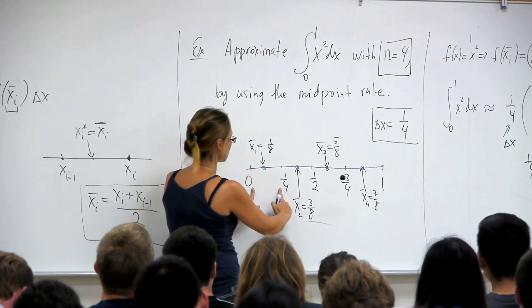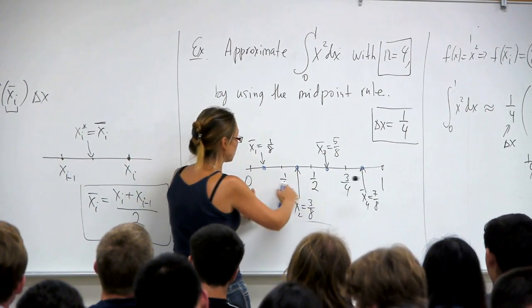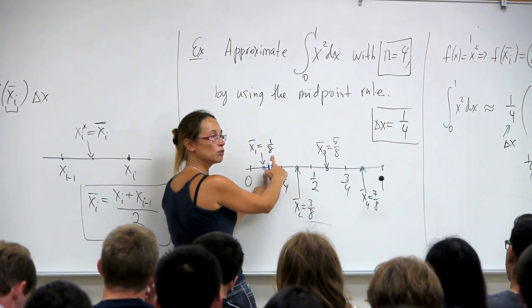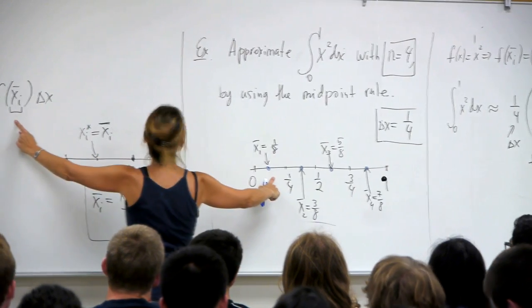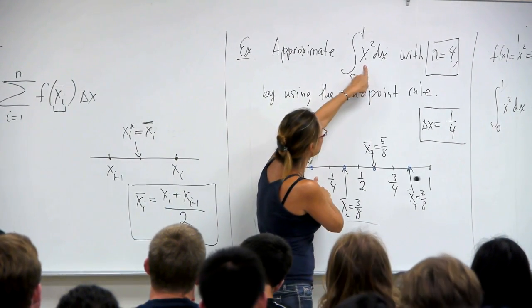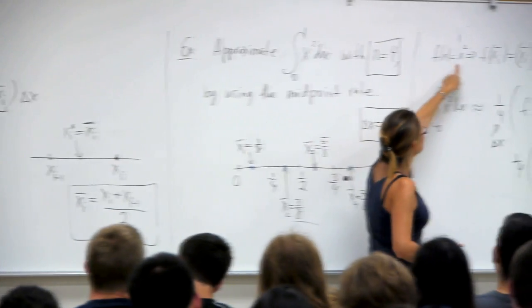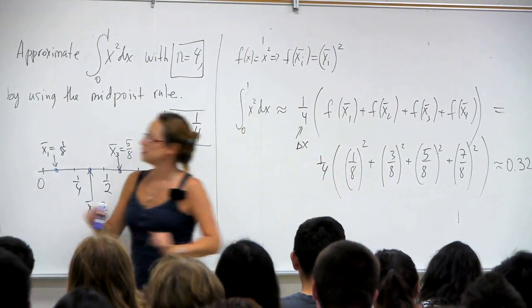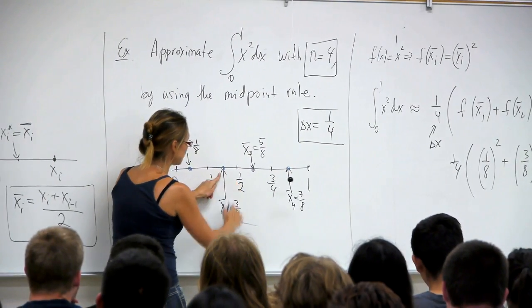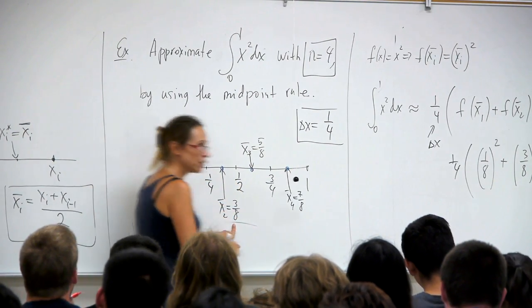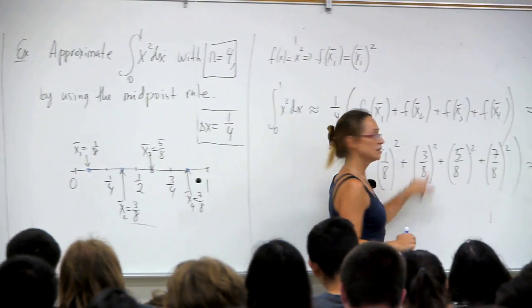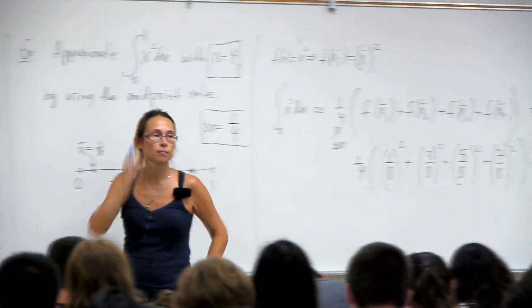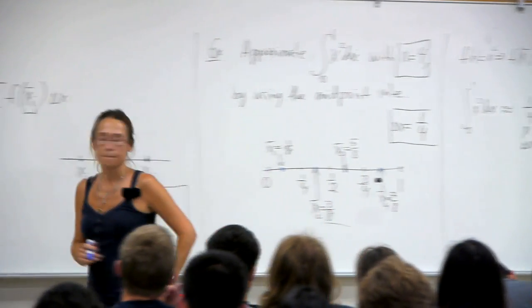So my first interval goes from 0 to 1/4. I only have 4 intervals, this, this, this, and this. For the first interval, the middle corresponds to 1/8. I have to evaluate my function at that point. The function is x squared, so the function evaluated at that point is 1/8 squared. That's the first term. Then I take the second interval. Its middle is given by 3/8. The function at that point is 3/8 squared, and so on. I add them up. More questions? Okay.